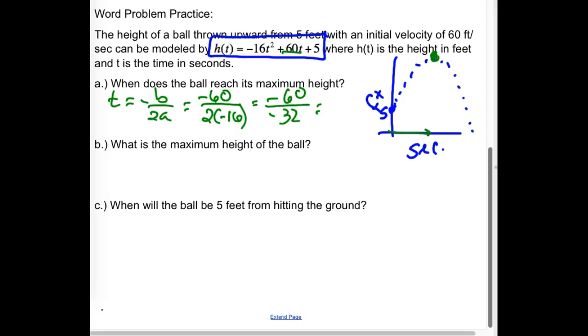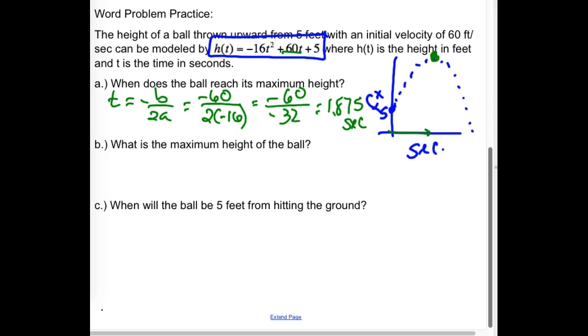Should come out positive, right? We're looking for time when this happens. So it should be about 2, right? 60 divided by 30 would be 2. So what do we end up with? Okay, 1.875 seconds. So after 1.875 seconds, the ball will be at its highest point.